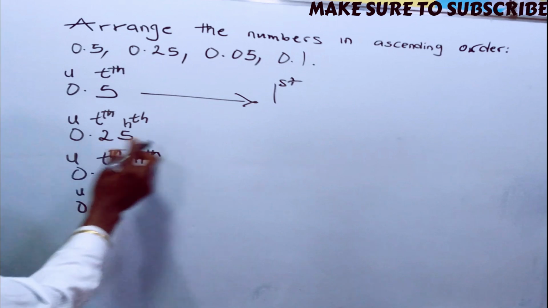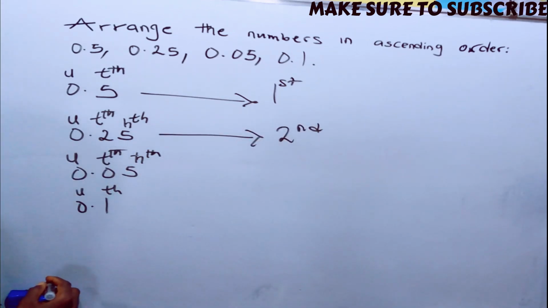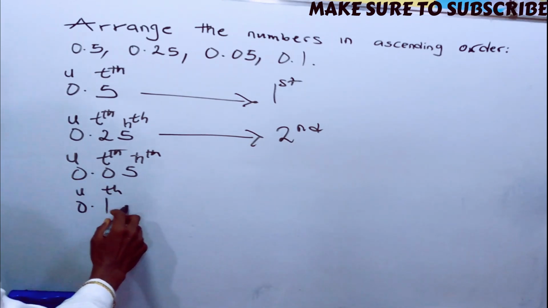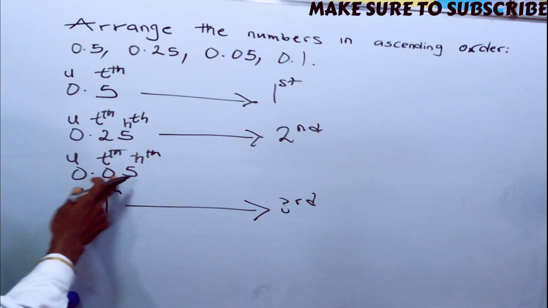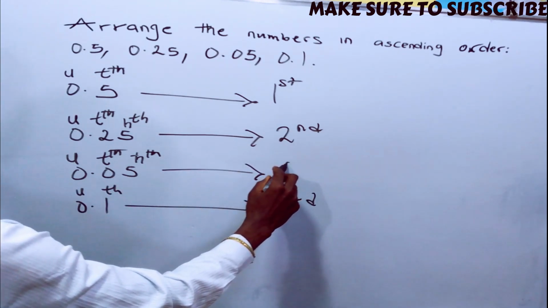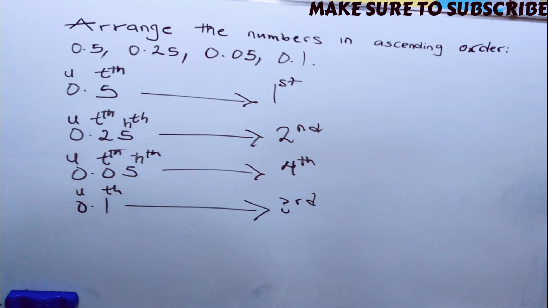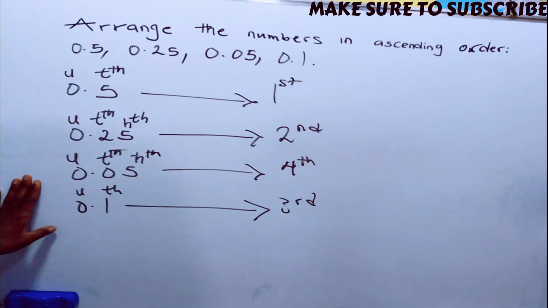Now 0.25 will come second, and 0.1, of course 1 is greater than 0, will come third, and this will be the lowest, which is the fourth. What we've done here is to write out the place values and compare them using their place values.